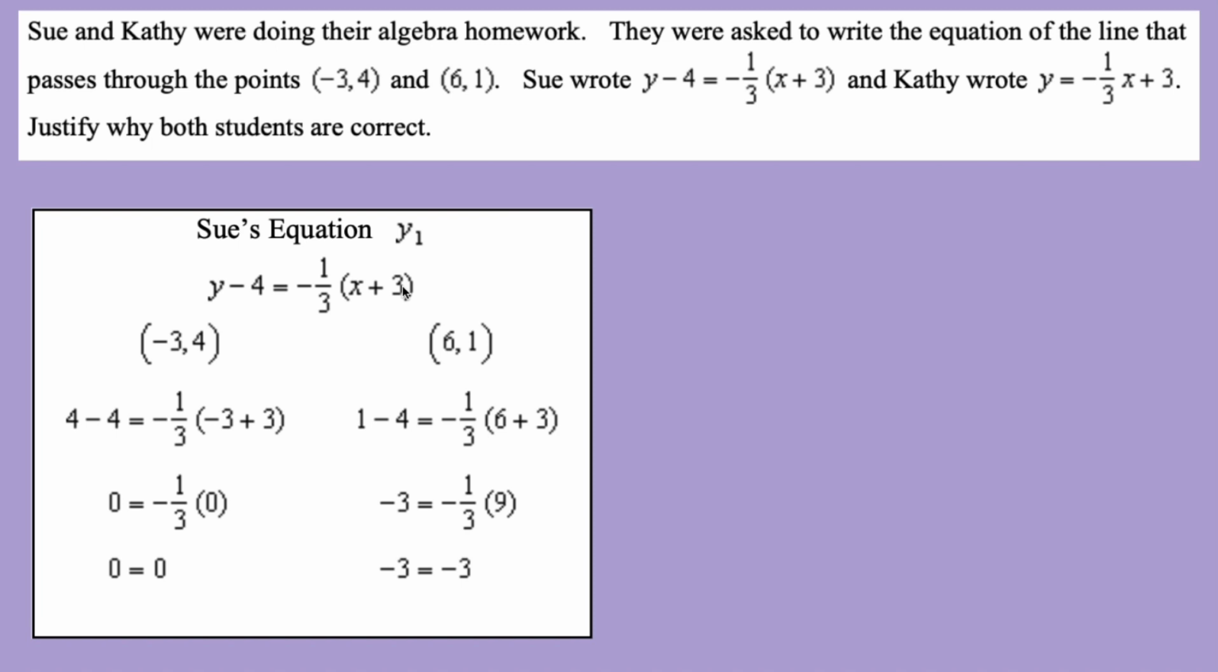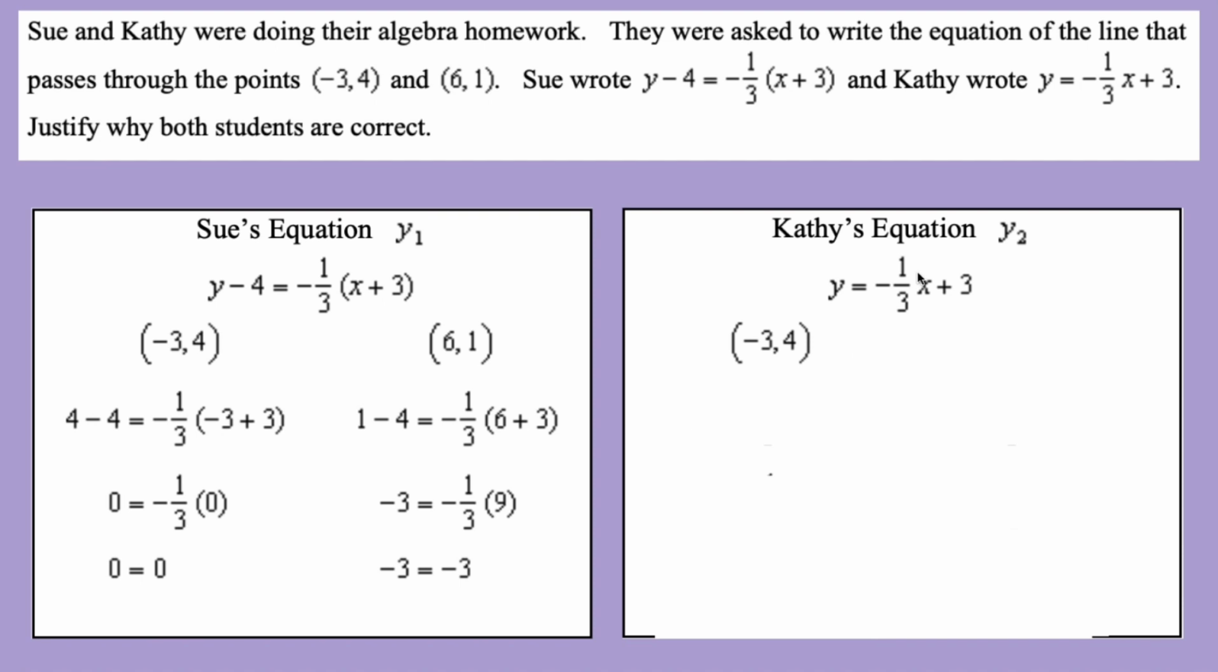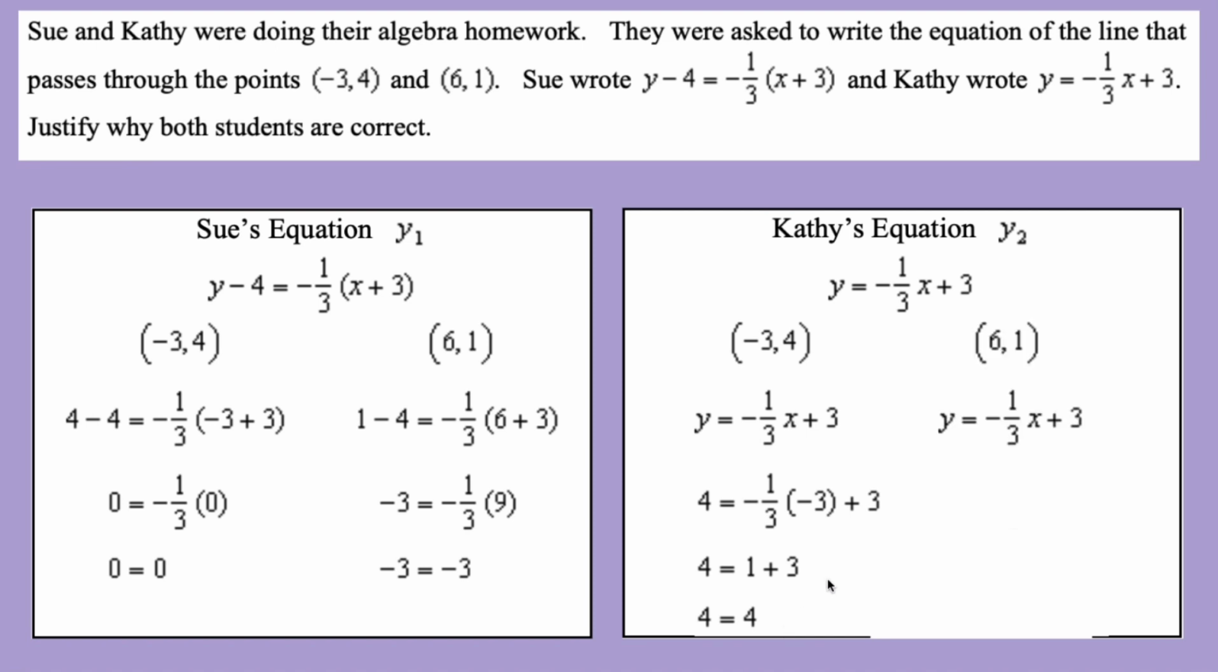Now we're going to do Kathy's equation. So we're going to do the y value here and our x value here. We solve for that. 4 is equal to 4 on both sides of the equation, so this checks out. Same thing on the other coordinate. 1 is equal to 1, so this also checks out. So we know that both Sue and Kathy's equations are correct because when the coordinates are substituted, they are balanced on both sides of the equation.